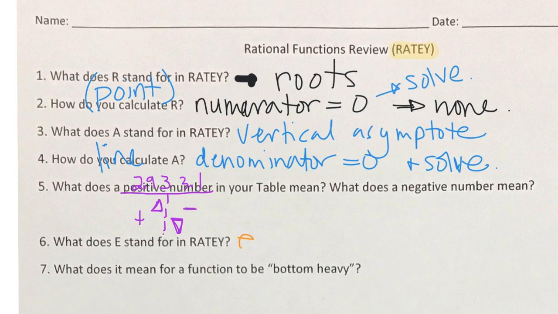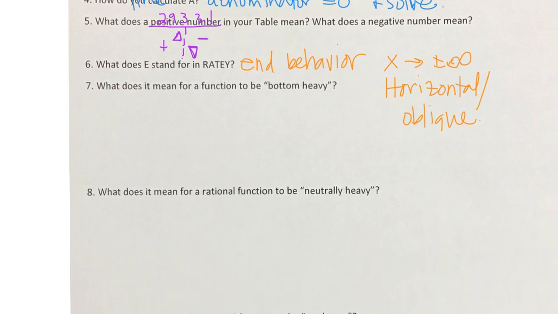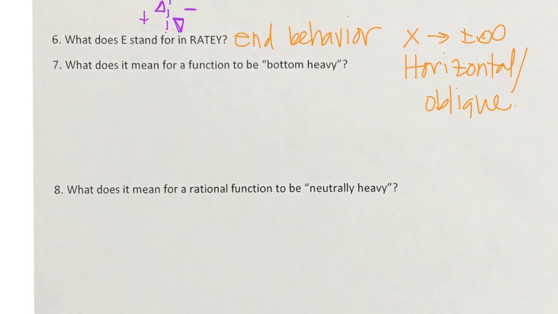E stands for end behaviors. For very large values and very small values of x, as x approaches positive and negative infinity, these are your horizontal asymptotes, or oblique asymptotes, if the case may be. We'll talk about the 3 different types of E's right now, whether it's bottom heavy, neutrally heavy, or top heavy.